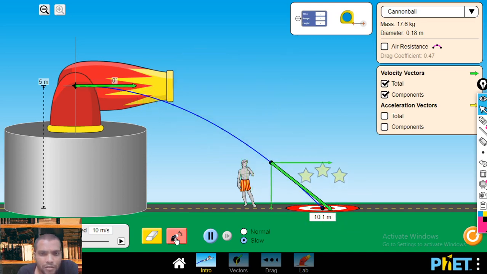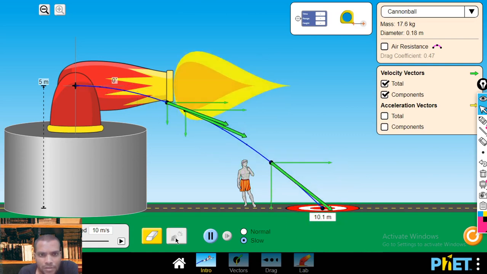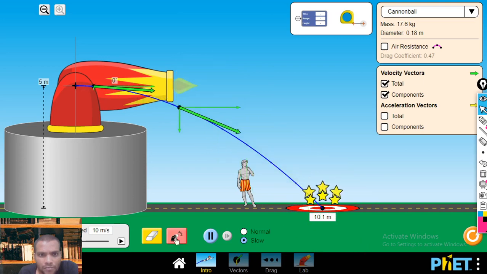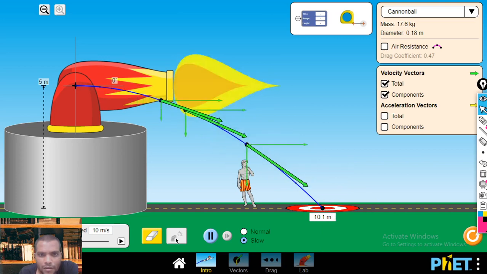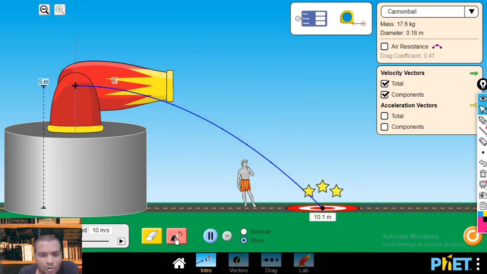the horizontal component of velocity remains constant, but the vertical component of the velocity changes during its motion. So here you can observe how the vertical component of the velocity is increasing during its motion, but the horizontal velocity throughout the motion remains constant.